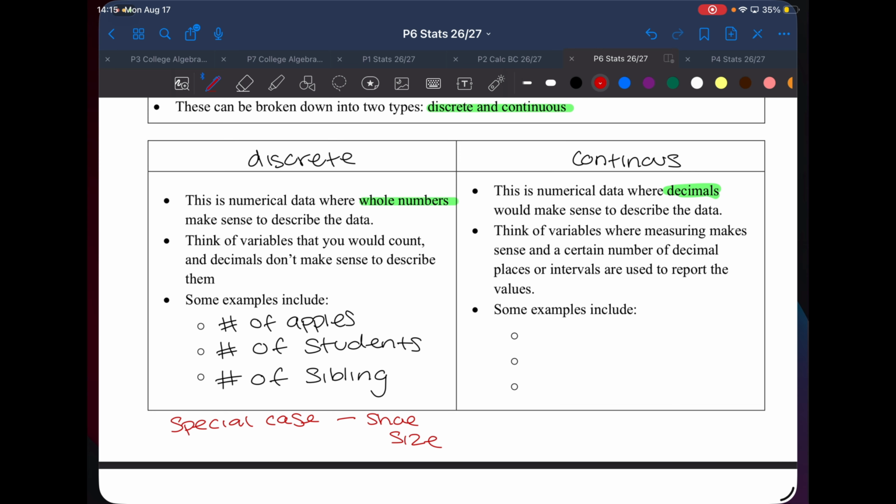Any other examples that you can think of that's continuous? Height. That's a great example, height. Because when you describe your height, do you just say your whole number of feet? Do you say you're just 5 feet? No, you say I'm 5'4", 5'6", etc. Okay, so height. Okay, group 1, any other examples that are continuous?